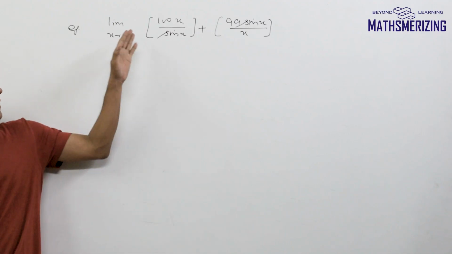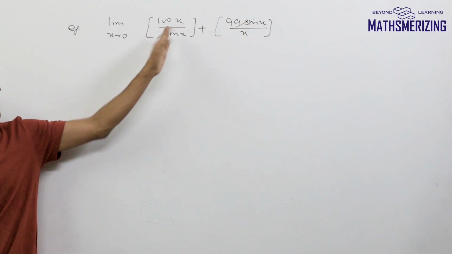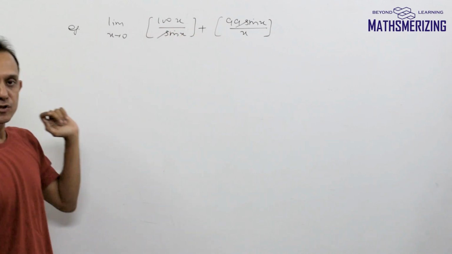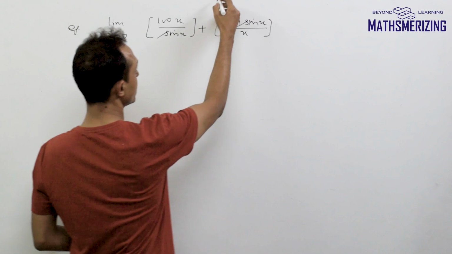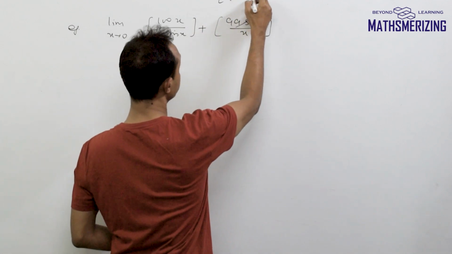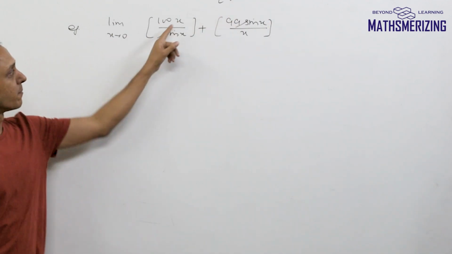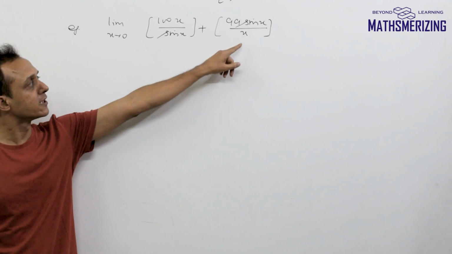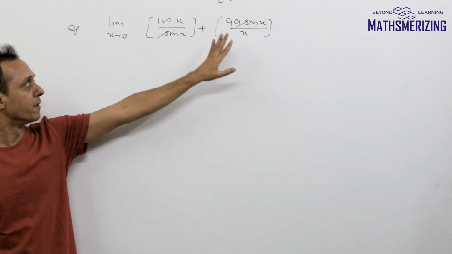While we are discussing limits and greatest integer functions, I'll as well take up this question, which is limit x tends to 0 of the greatest integer function, so this box in this example represents the greatest integer function, of 100x upon sine x plus 99 sine x upon x. So I need to find the value of this limit.